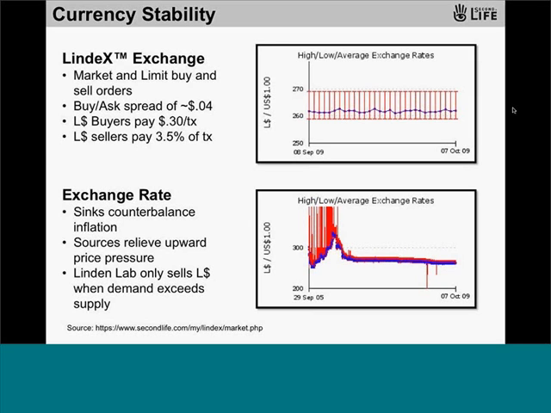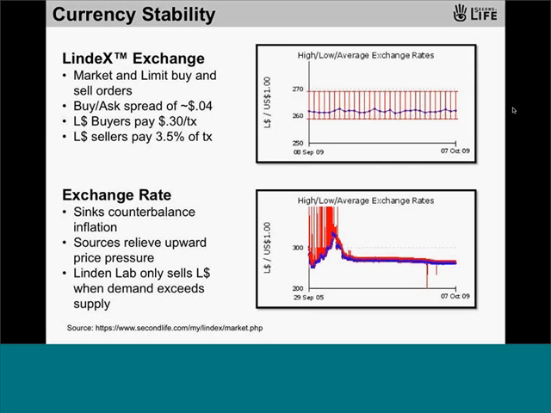So to start, the exchange is basically a way for people to exchange U.S. dollars for Linden dollars and vice versa. They do that via market and limit buy and sell orders like most marketplaces. There's a small spread of about 4 cents per dollar, which is what motivates currency traders to be on the other side of transactions, which again gets us out of the business of having to redeem virtual currencies for U.S. dollars. And then there are small transaction fees on the buyer and seller side, which is how we both sustain and defer the cost of that marketplace. And if you look at the top graph, you can see that we've managed to maintain the pricing of Linden dollars to U.S. dollars relatively steady and within a trading range represented by the red bars.